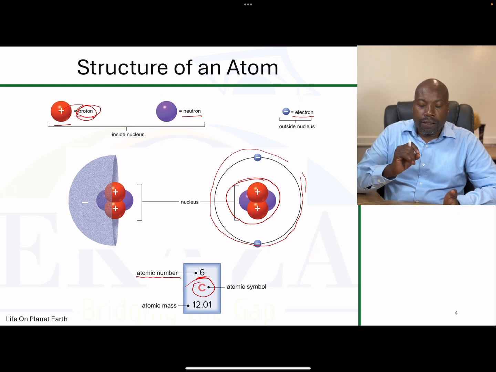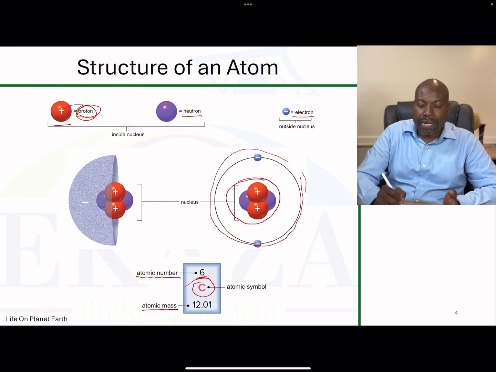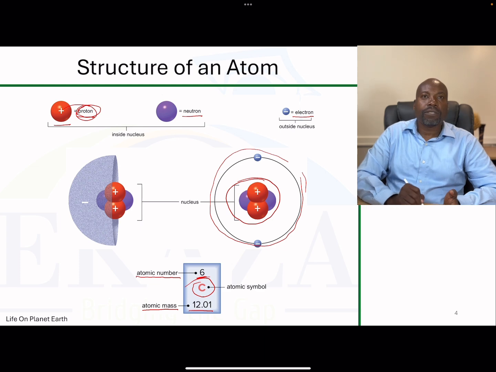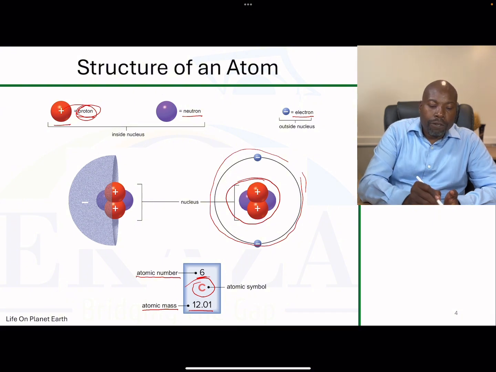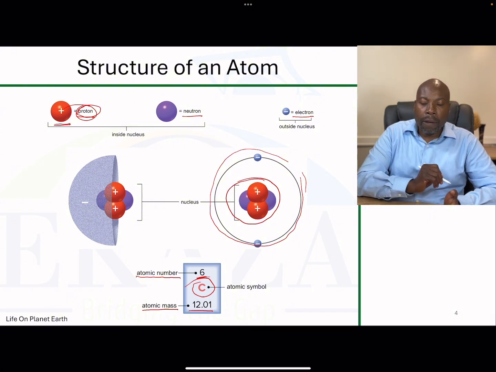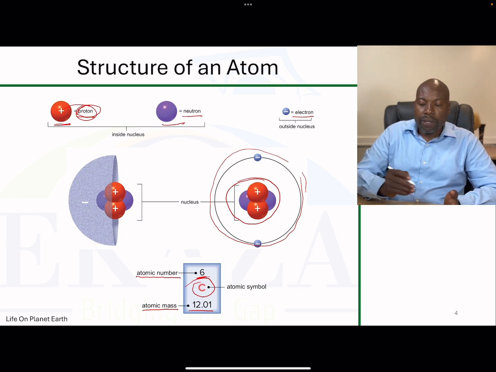And then we are going to have a second number. That number is the atomic mass, written at the bottom. The atomic mass for carbon is 12.01. That atomic mass is actually the mass of the protons that make up the carbon atom and the mass of neutrons that make up that carbon atom, right?